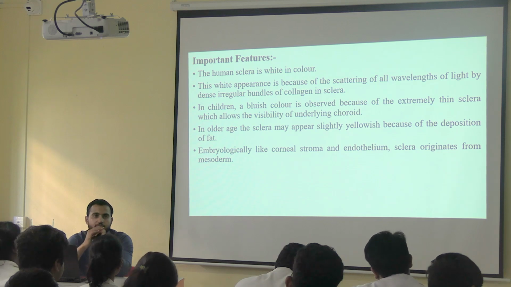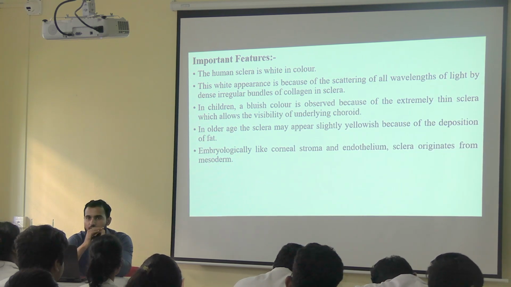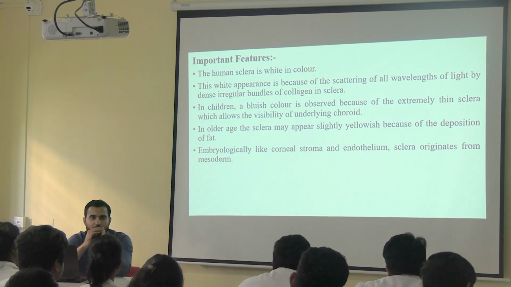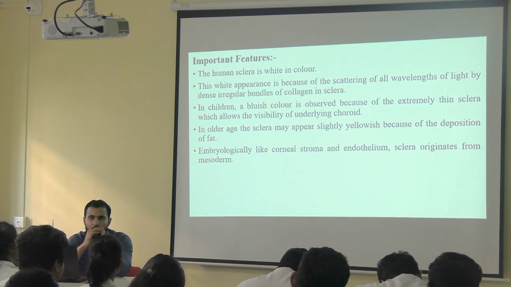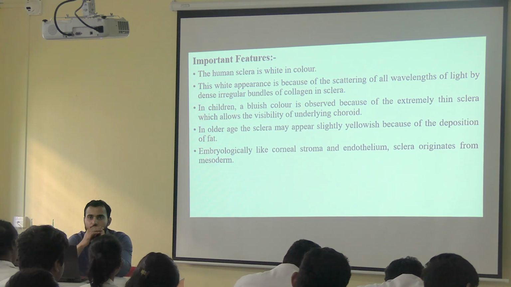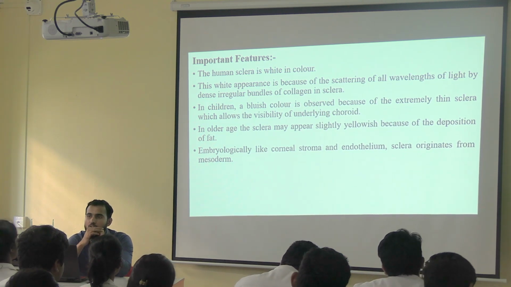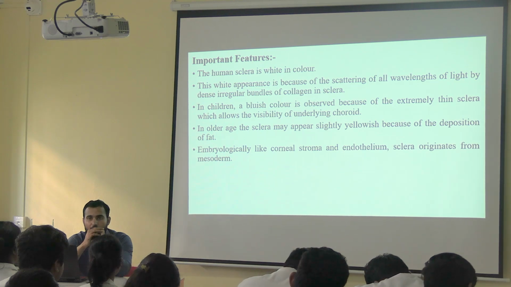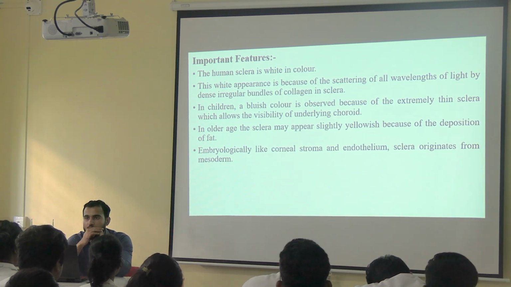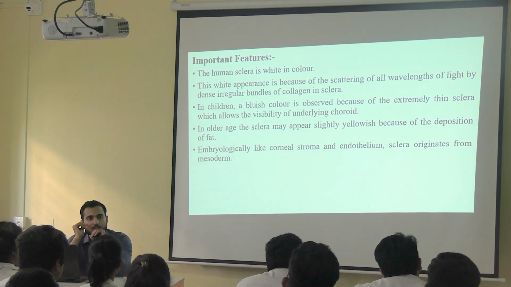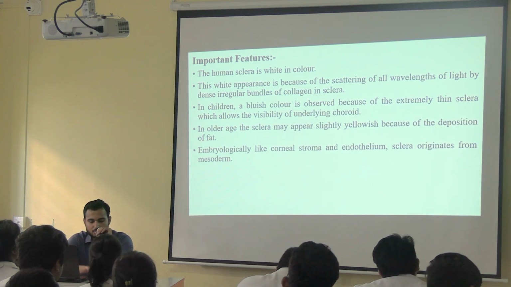Next, in young children, if you see the sclera, it is bluish in color. Why? Because the sclera is very thin, and we can see the choroid, the capillaries of the choroid situated deep to the sclera. That's why it is bluish in color. Next, in an older person, it is yellowish. Why? Because of the deposition of fat, or adipose tissue. So these are some variations in the color of the sclera.